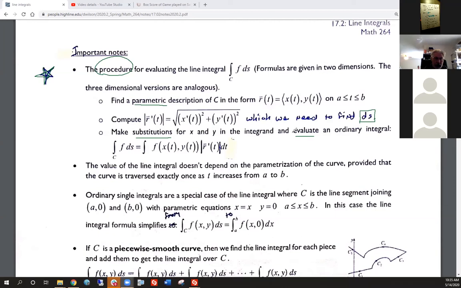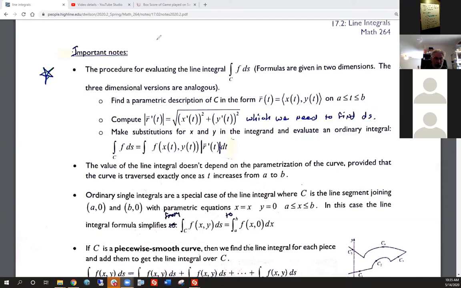That's the process that we're going to use. The specific formulas are going to vary from application to application, but this general pattern of parameterizing, then finding something related to a differential, and then doing a substitution and evaluating is going to happen over and over and over again in this chapter.